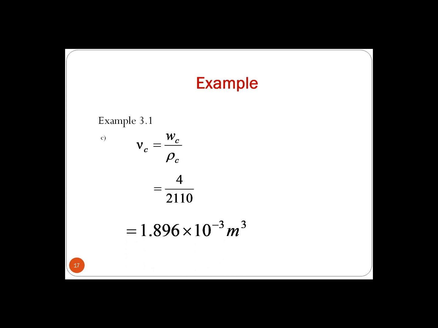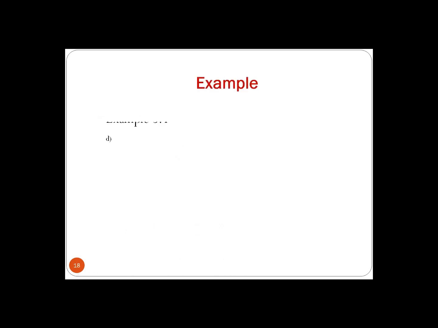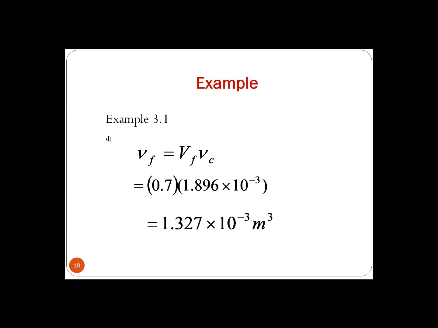And now onwards we can calculate the volume of composite, and that is the ratio of WC over rho C, and here we can calculate. And now small vf equals capital VF into small vc. It means capital VF is the ratio of small vf divided by small vc, and we may have the value of the fiber volume vf.